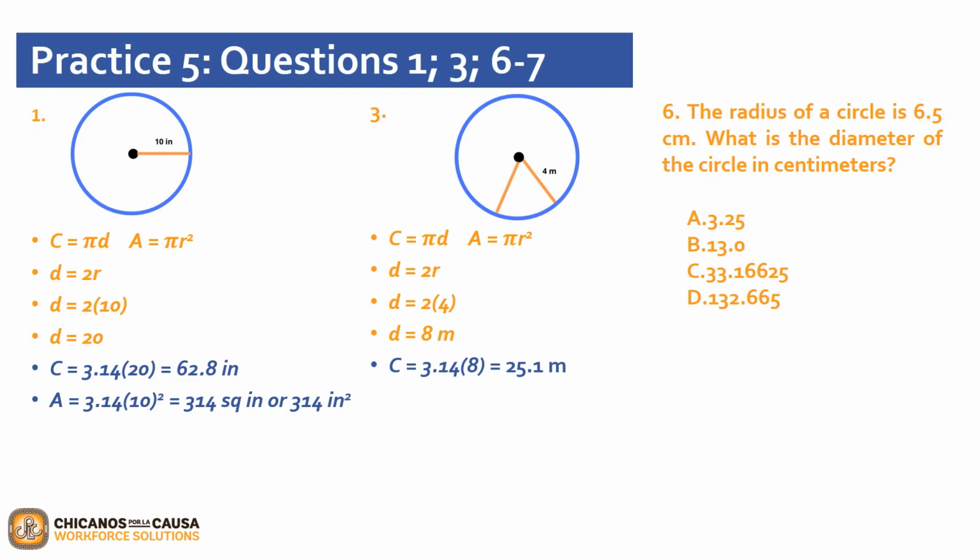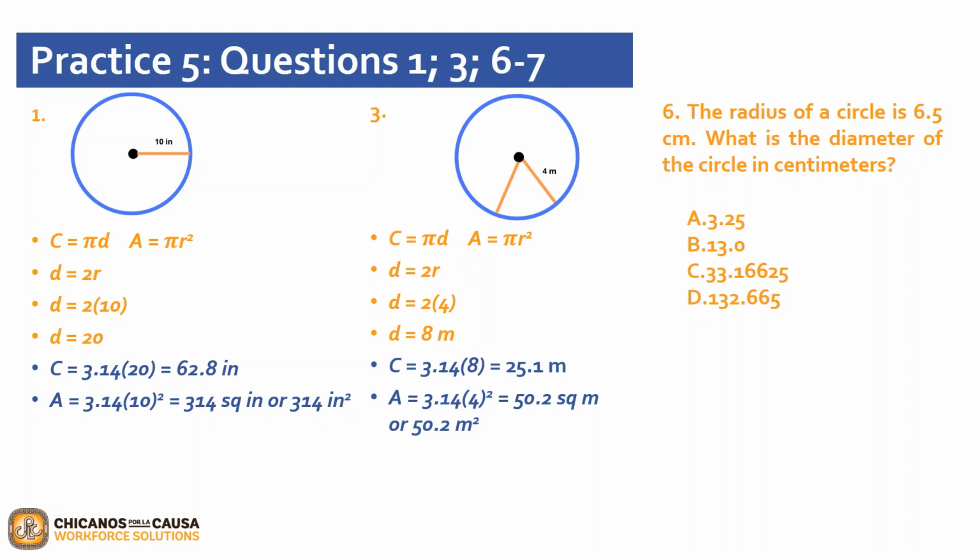Now let's do the same thing for the area. The area is pi times radius squared. So that will be 3.14 times 4 to the second power. When we solve that equation, we get an answer of 50.2 square meters or 50.2 meters squared. Either one is correct.